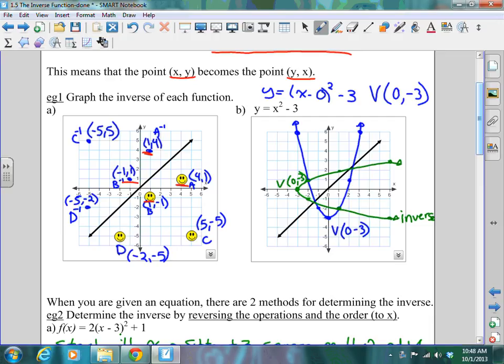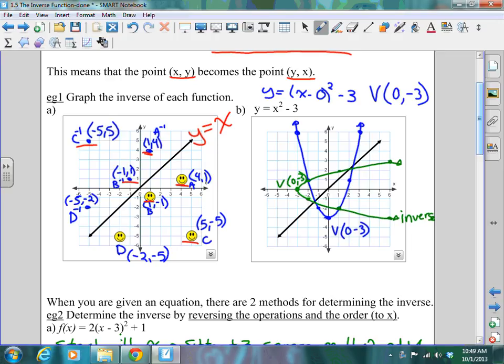So again, ladies and gentlemen, when you do the inverse, you need to take a look at each data point. Take a look at C. That's (5, -5). When you take the inverse of it, it's going to become (-5, 5). The thing to remember, ladies and gentlemen, is we get what's called a mirror image of y equals x when dealing with data points. Okay?